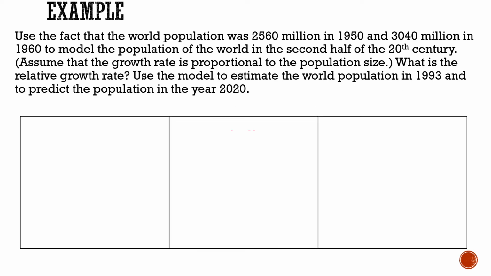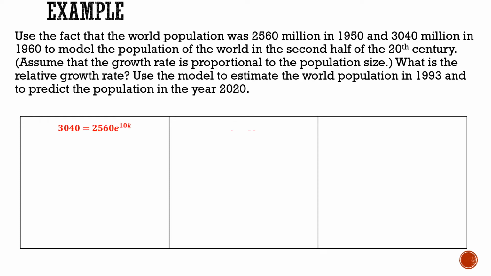All right, so the first example says use the fact that the world population was 2560 million in 1950 and 3040 million in 1960 to model the population of the world in the second half of the 20th century. Assume that the growth rate is proportional to the population size. What is the relative growth rate? And use the model to estimate the world population in 1993 and to predict the population in the year 2020.